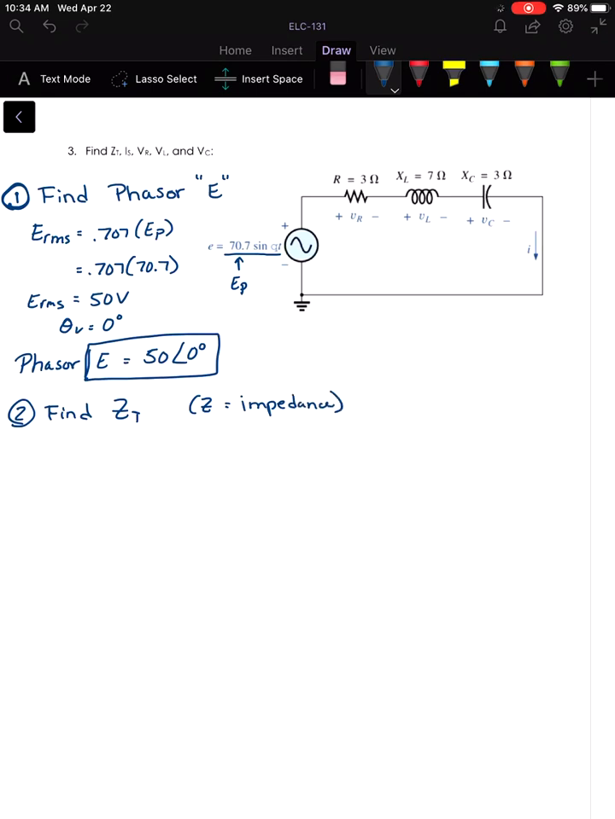I'm going to look for our individual impedances first. The impedance of the resistor is always the resistor value at 0 degrees. So my resistor is 3 ohms at 0 degrees. I'm going to look at this in two forms. We've got our polar form here, and we're also going to find the rectangular form here.